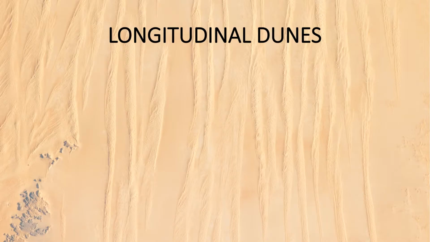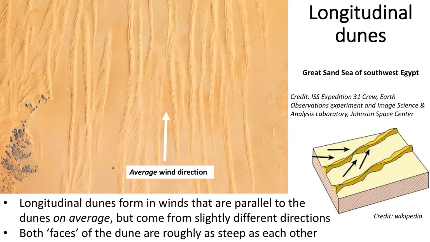So let's move on to another type of linear looking dunes, line dunes, and these are longitudinal dunes. So the average wind direction in this case is parallel to the dunes, but the individual winds themselves come from slightly different directions. So something a bit like this, probably on the right hand side. You can see there's two directions of the dunes. Here they're separated by maybe 30 degrees, and they might occur at different times of day, or they might occur at different times of year.